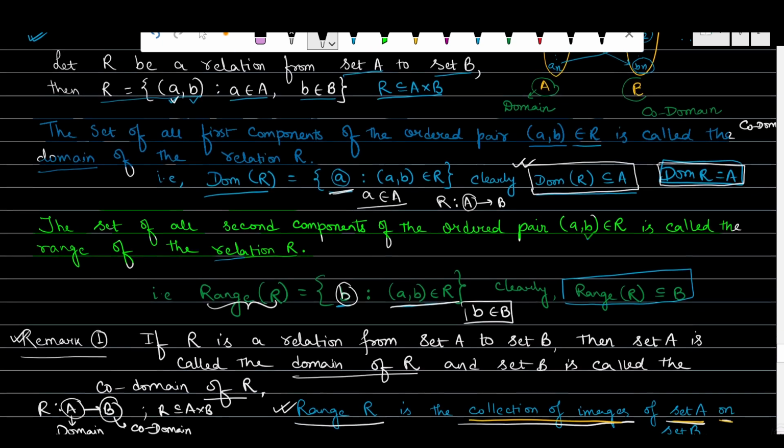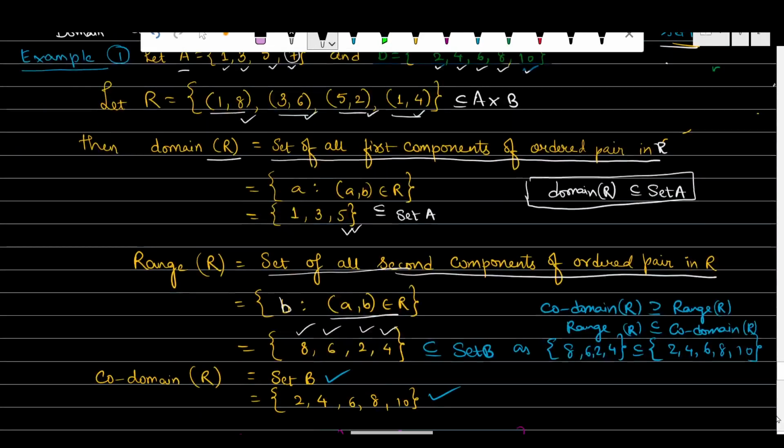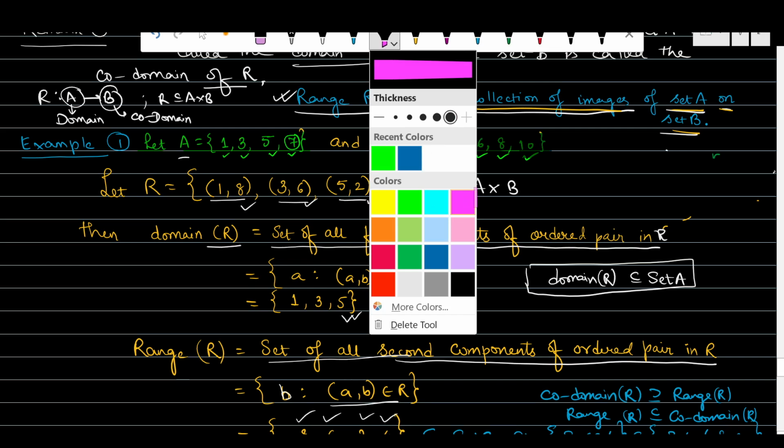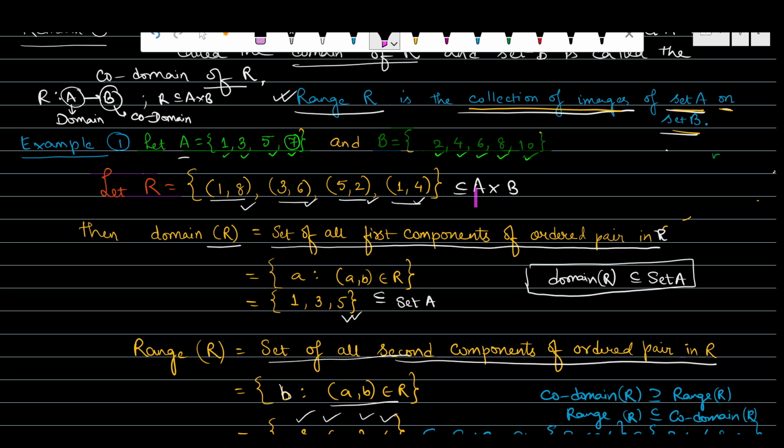Let us understand this by an example. Suppose I take this example. Let A equal 1, 3, 5 and 7 and B equal 2, 4, 6 and 8. Now let us define a relation R from A to B as (1, 8), (3, 6), (5, 2) and (1, 4). You may clearly see that the first elements are 1, 3, 5 and again 1, which belong to set A, and the second components 8, 6, 2 and 4 belong to set B.